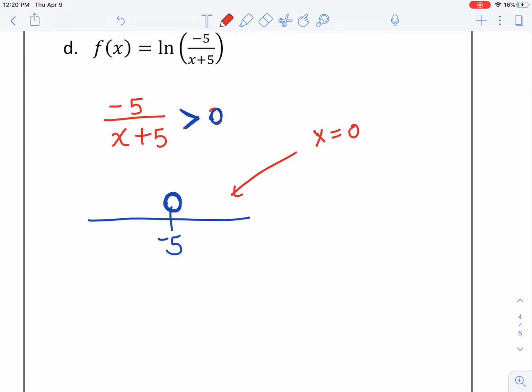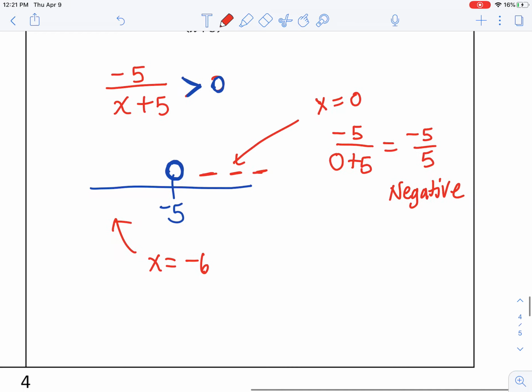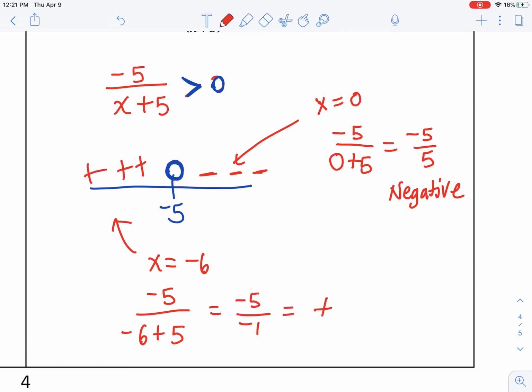Let x equals 0. 0 is bigger than negative 5. I know it's a little bit far to the right, but that's okay. If I plug in 0, what will happen? 0 plus 5, that will be negative 5 over 5, and this is negative. All right, if I plug in x equals negative 6, let's see what that sign comes out to be. Negative 5 over negative 6 plus 5, that's negative over negative, and this is positive. Now, we were looking for an interval that is greater than 0.